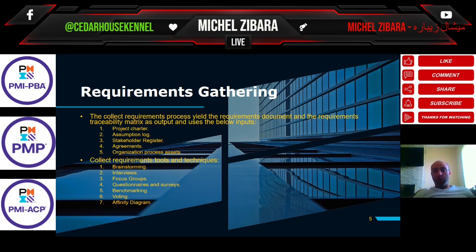For these two outputs, of course, we have inputs, as we said. The process always involves inputs, tools and techniques, working on these inputs to be able to achieve an end result or an output of the process. Project charter is one of the inputs. Assumption log is another input. Stakeholder register, agreements, organization process assets. Okay, you do not need to memorize them. You need to logically understand them.